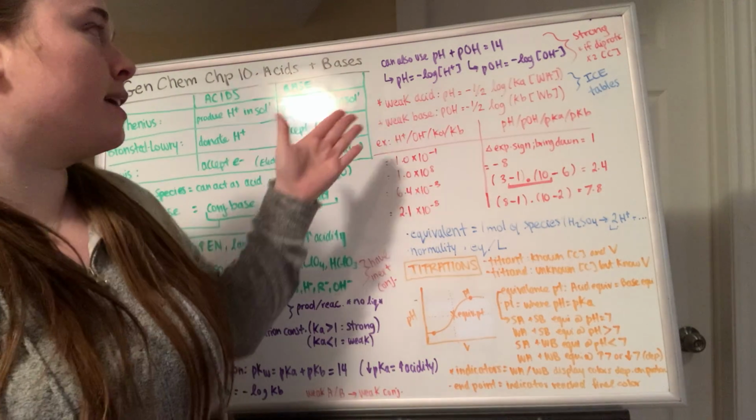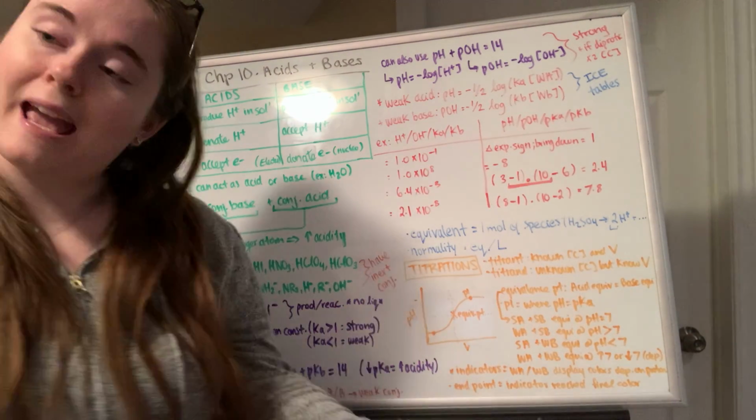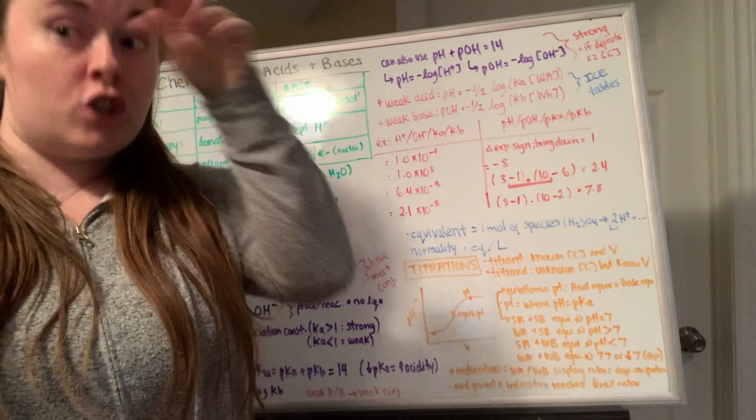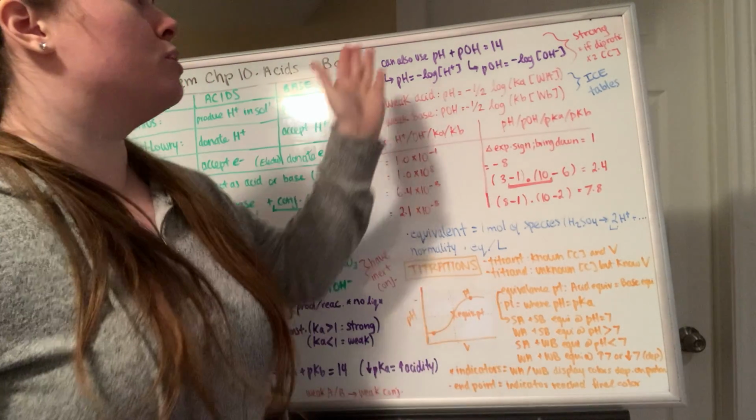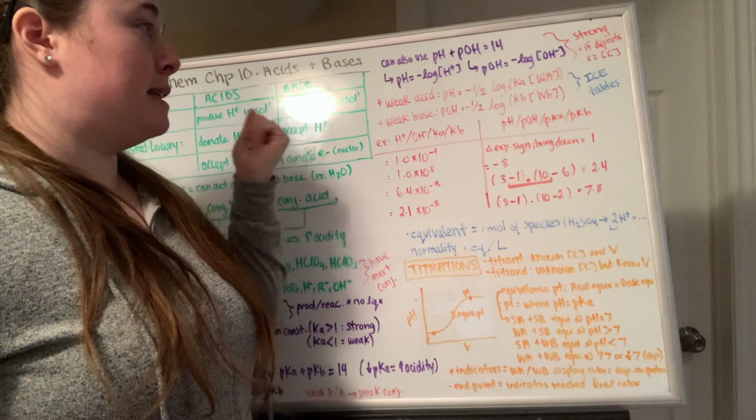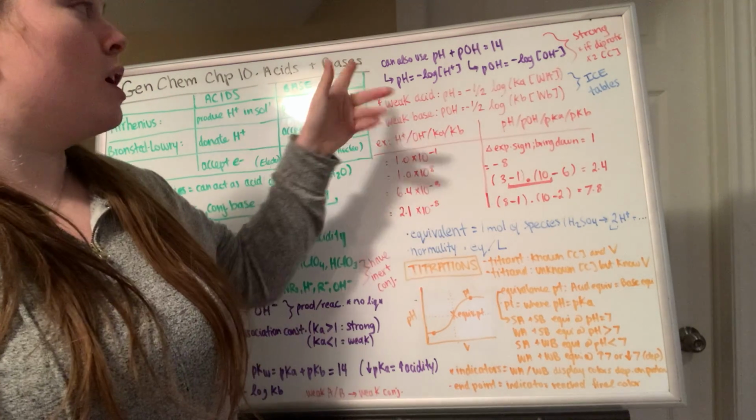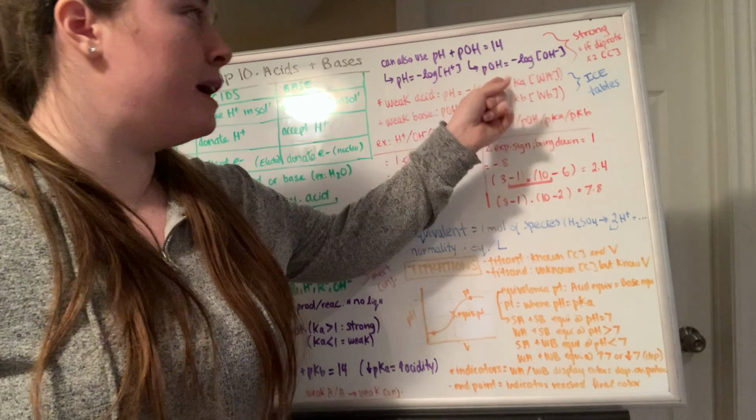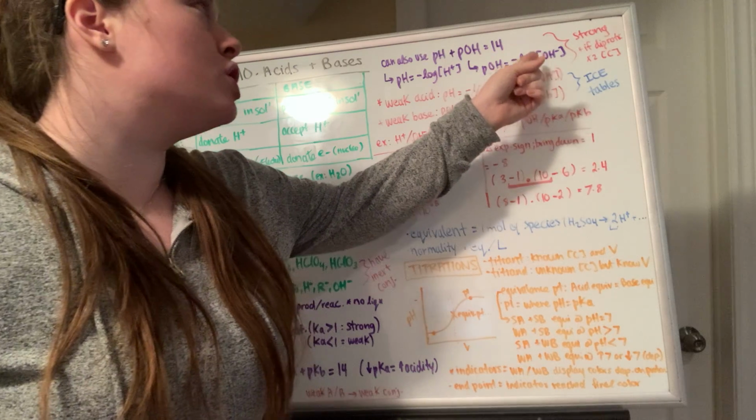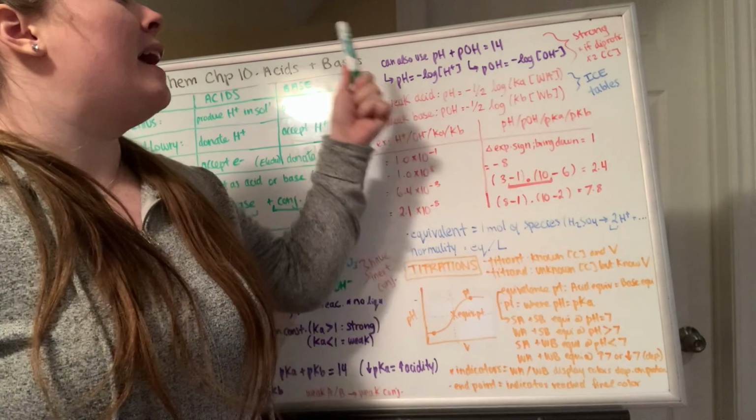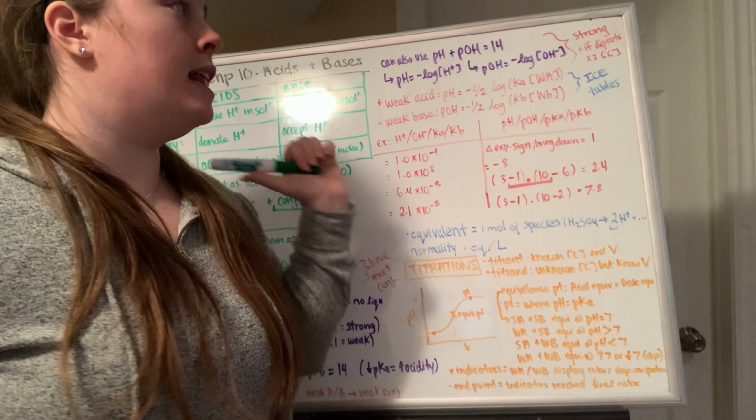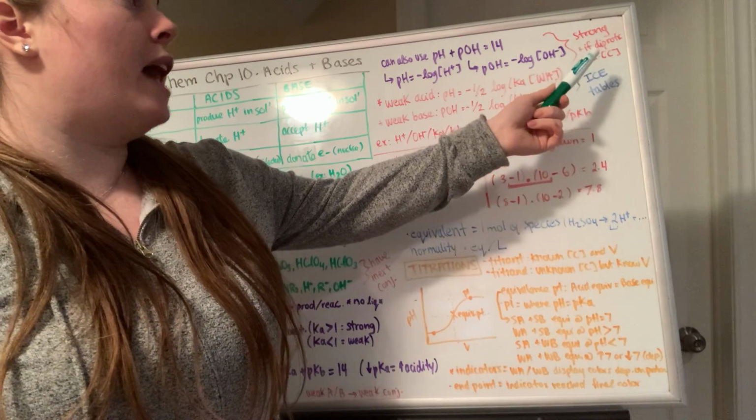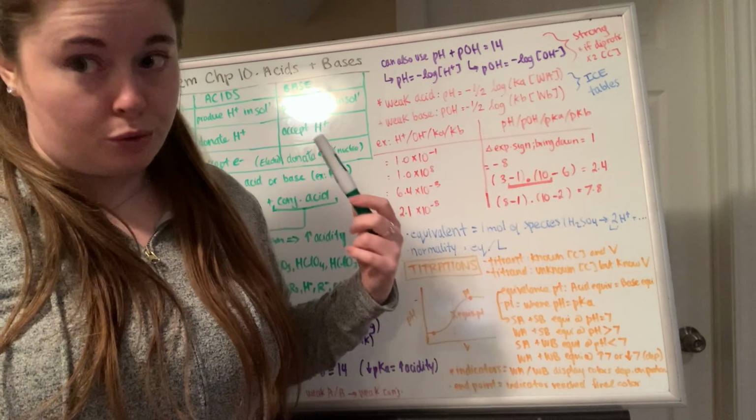Okay, so next, because Ka and Kb can be confusing, we can also use pH and pOH. pH plus pOH equals 14. Again, like we saw with the equations, pH equals the negative log of H plus concentration, and pOH equals the negative log of OH minus concentration. If you're using an acid that is diprotic, you're going to have to multiply the concentration by 2.